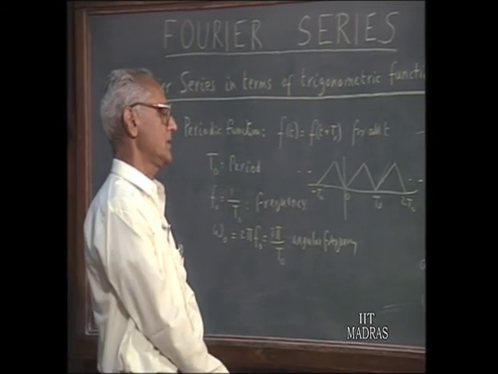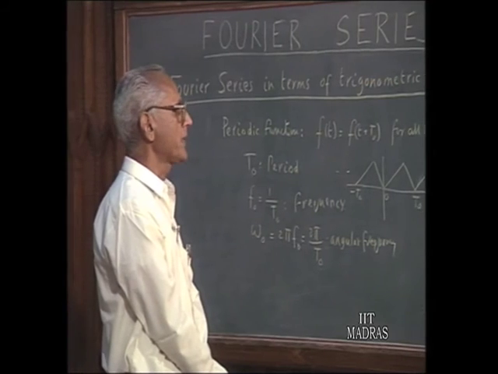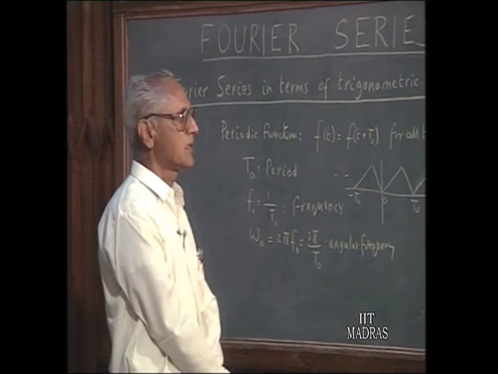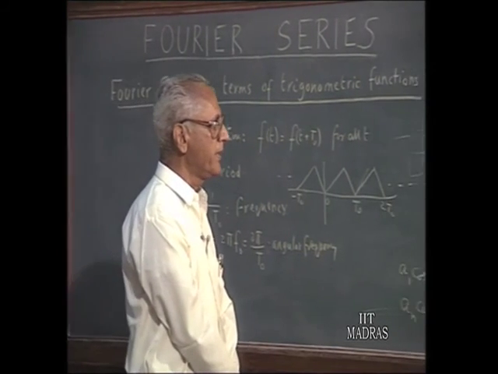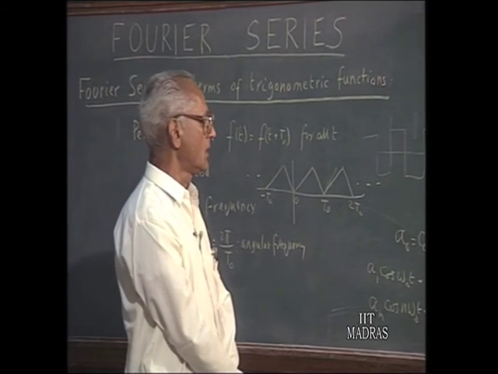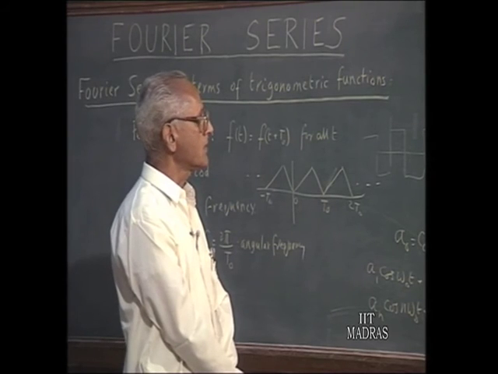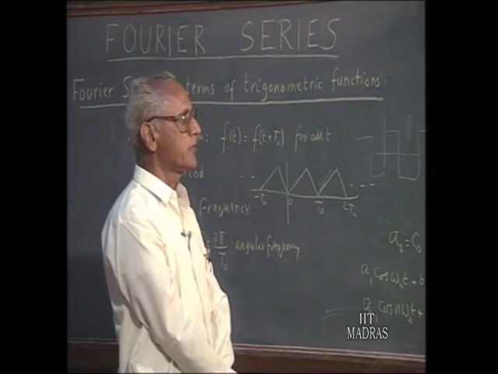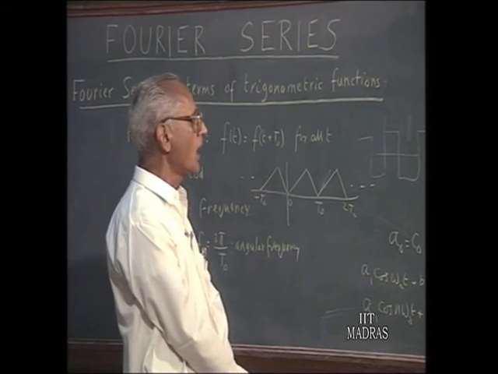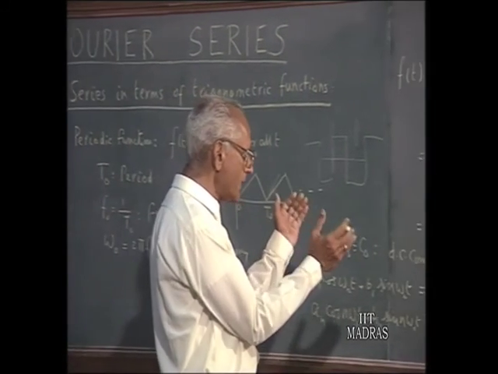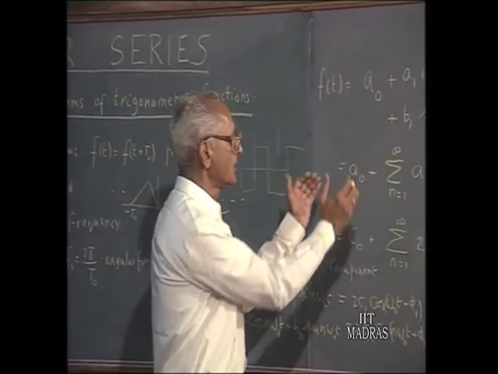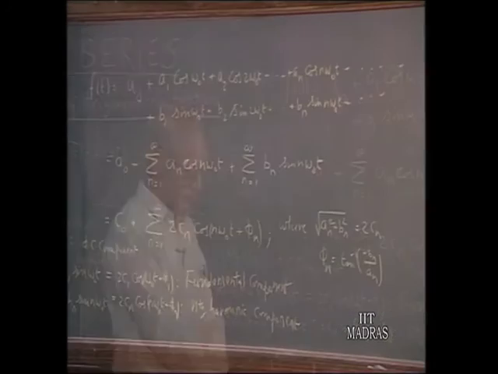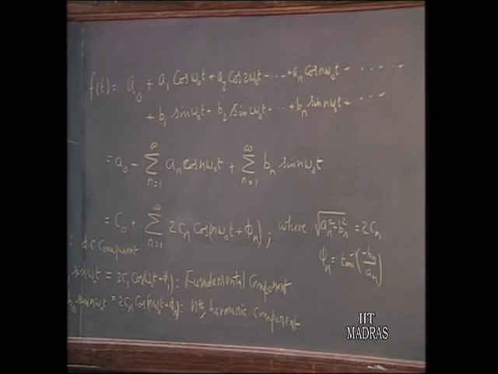The third aspect is how we calculate the A and B coefficients, which we will take up next. But before that, let me illustrate how a given periodic function is resolved into various harmonic components, and how as we go on adding up the various harmonic components, the truncated series comes closer and closer to the given f of t. I will refer to this figure here.